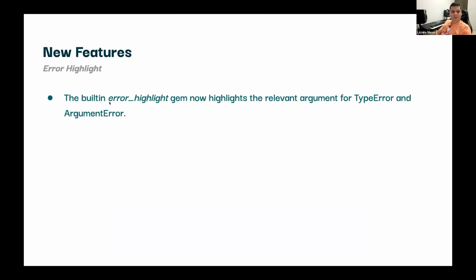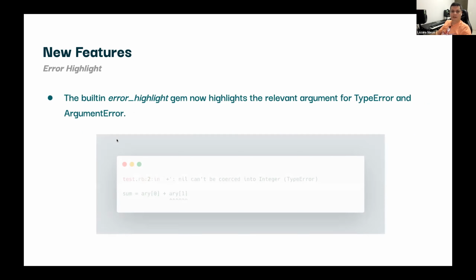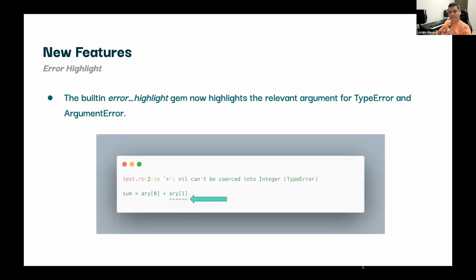Error highlight. The built-in error highlight gem now highlights the relevant arguments for type errors and argument errors. So we will have this dash in your error message.